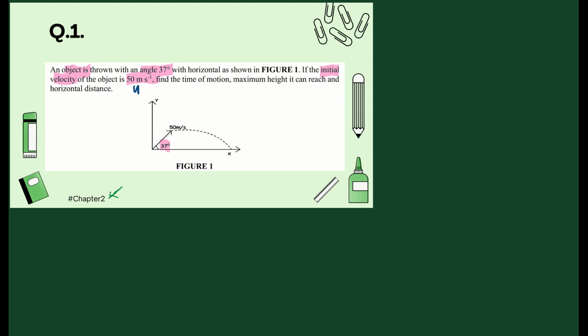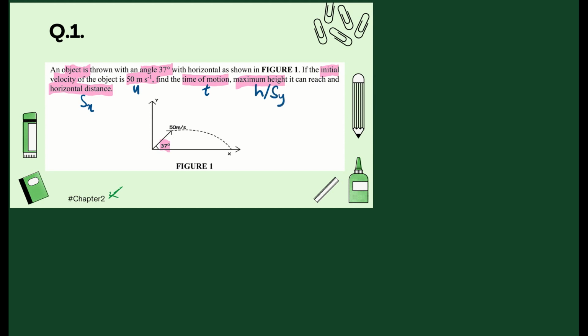the time of motion, the first item. The maximum height, second item, and the horizontal distance. So make sure we know all the symbols of the quantities that we want to find out: height, and also SS. Okay, height you can also write down as SY.